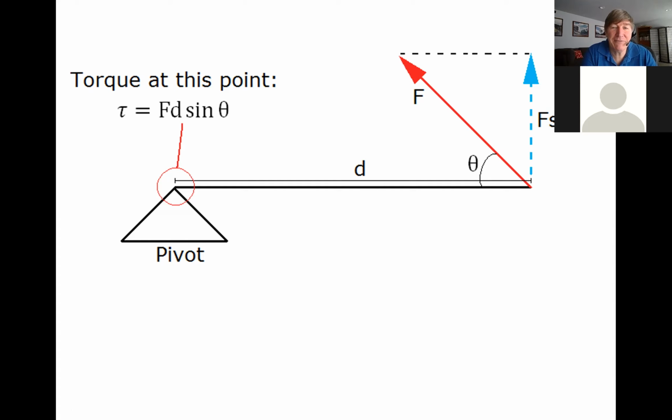Okay, so if this angle here is always 90 degrees, then you don't need to worry about the sine of theta. You can just say that the torque is equal to the force times the distance. Now that's only true if theta is equal to 90 degrees, but because I'm such an incredibly nice guy, all of the problems that I'm going to give you, theta will always be 90 degrees.